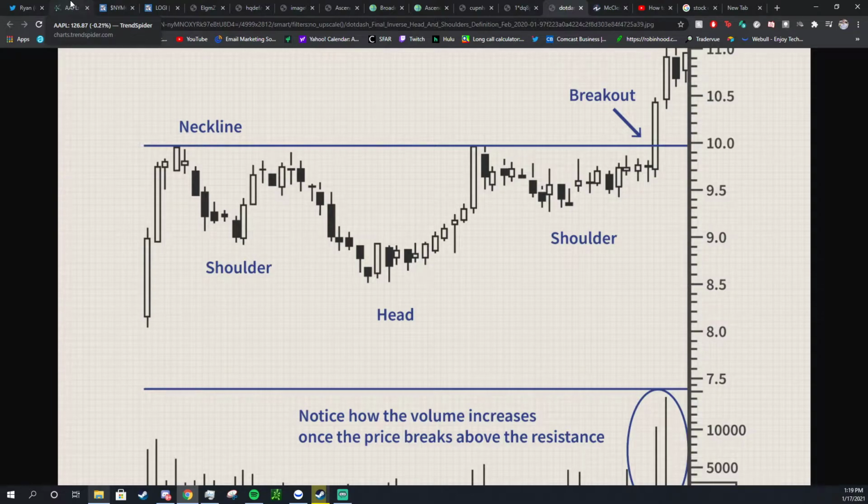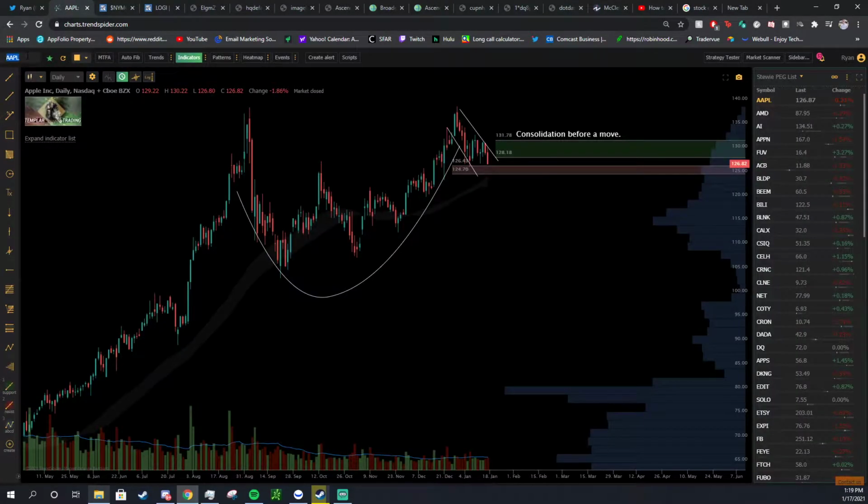Okay, and I think that's all for the patterns that I want to go over. I think we're going to go into some tickers so I can show you exactly how these patterns have played out recently. Let's start with Tesla.